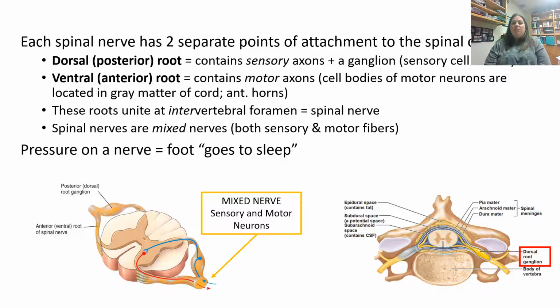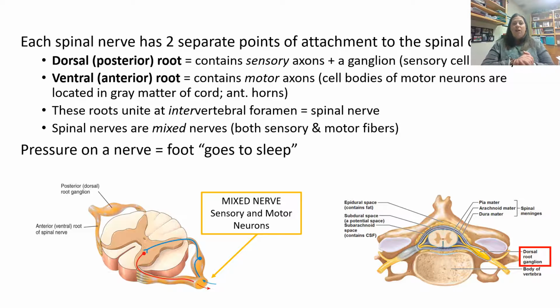The ventral or anterior root is going to contain the motor axons, and the cell bodies for the motor neurons are going to be found in the anterior horns of the gray matter. These roots are going to unite in what we call the intervertebral foramen, and they're going to be called the spinal nerve. Spinal nerves are mixed nerves because they contain both sensory and motor fibers.